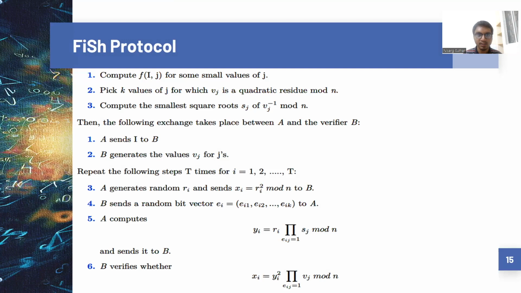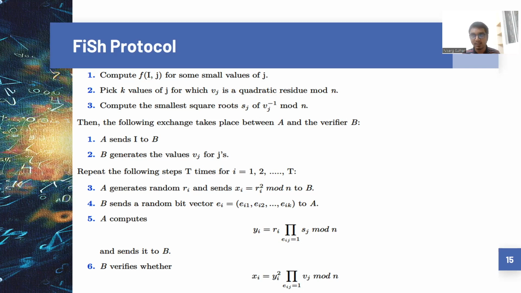So here we come to the protocol. Suppose f is a function for some small values of j. Here, I is the information that the prover A possesses, and j are some index values. Now we have to pick k index values for which vj, which is also some value, possesses the property that it is a quadratic residue mod n. n is a large product of primes. At a minimum, the length of n should be 512 bits. Now we go on to computing the smallest square roots sj of the vj inverses.